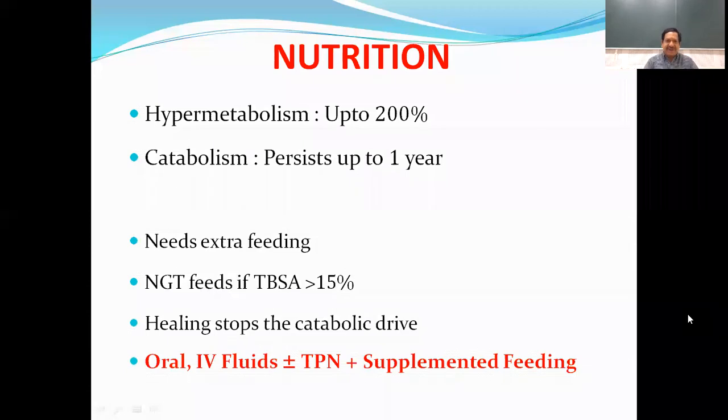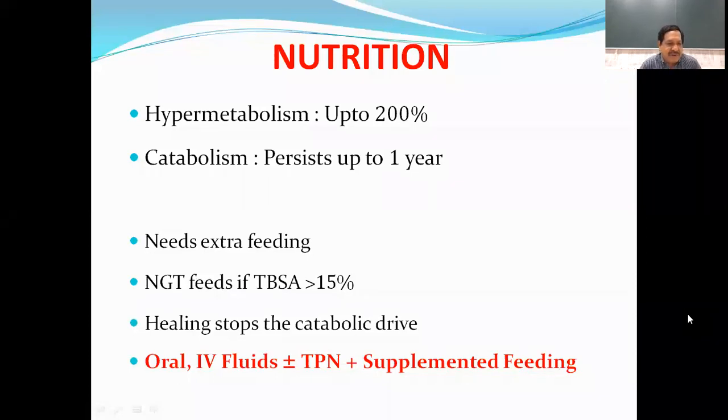Now coming to the nutrition. In major burns, metabolism can go up to 200%. That we call hypermetabolism. On the other hand, there is a catabolism. It may persist up to 1 year. You need more nutrition to match the hypermetabolism, which is increased up to 200%, and also to diminish the catabolism.